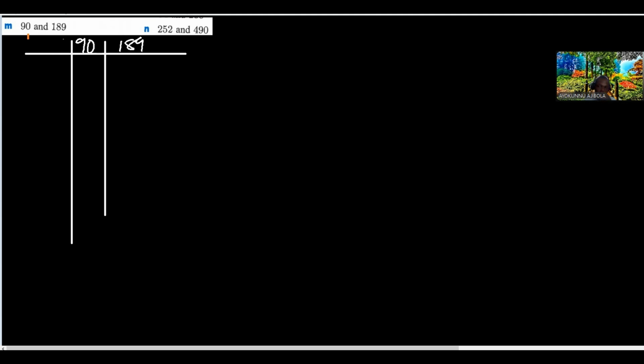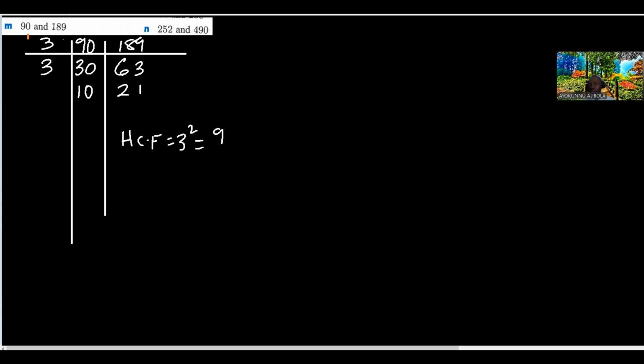Here, if I use 2, 2 can't go in 189 because it's an odd number, so I can use 3. 3 in 9 is 3, then 0, that's 10. In 18 is 6, and then 3. 3 can still go. 3 here is 10, while 3 here is 21. Now, nothing is common to both of them again, so we stop there for the HCF. That is 3 squared, which is 3 times 3, and that's 9.